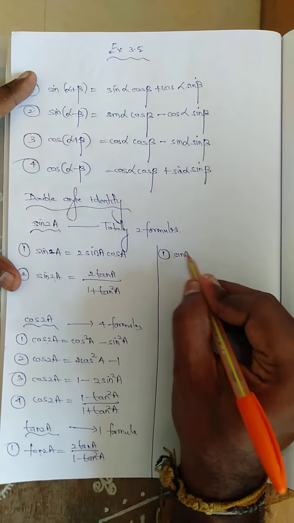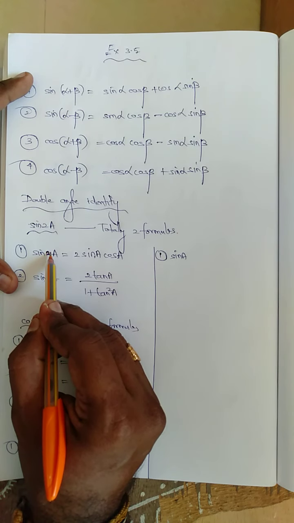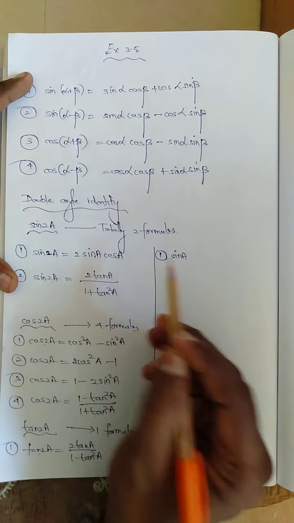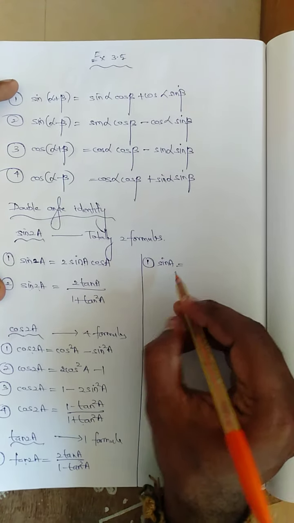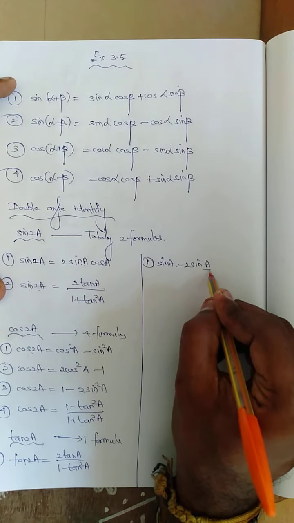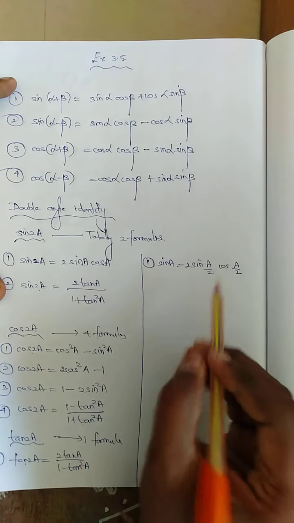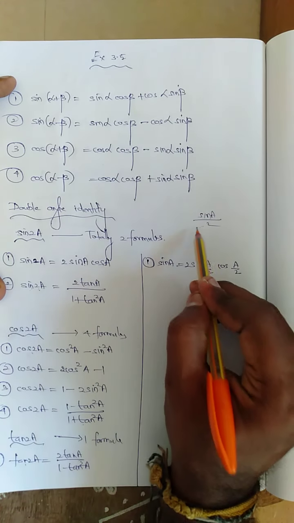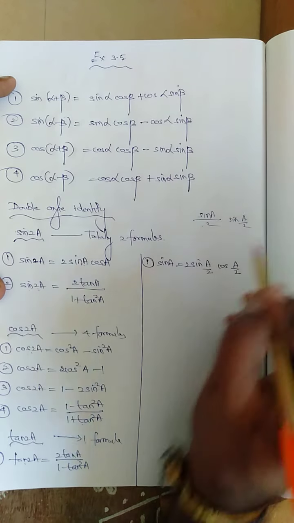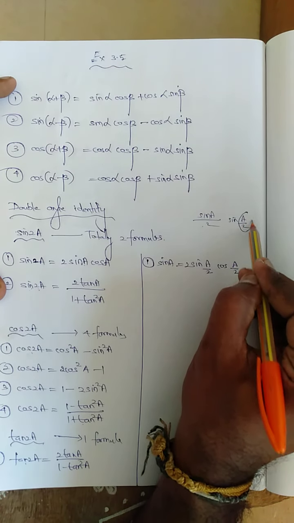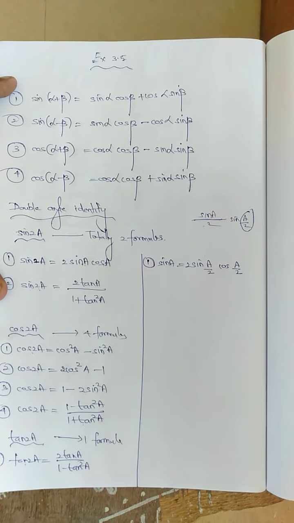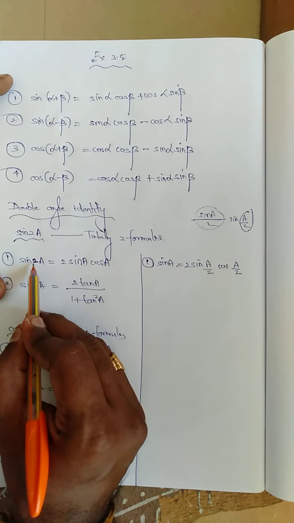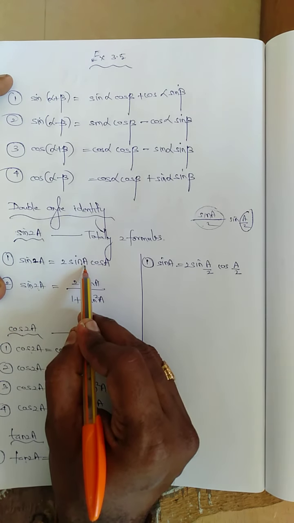I am writing sine A. Where does this 2 go? I have taken this 2 from the angle, so it moves to the angle. One angle is A, and A is the angle. So sine A is equal to 2 sine A by 2 cos A by 2. Sine A by 2 is different, since the division is only on the angle, not on the total term. I have taken the 2 from the angle, so it moves only to the angle: A by 2, A by 2.